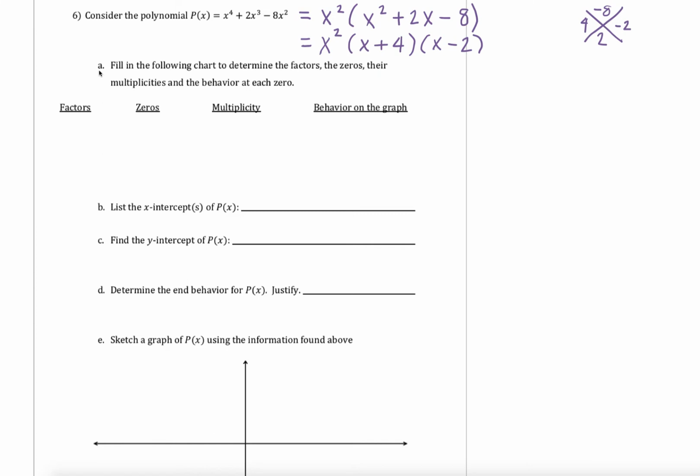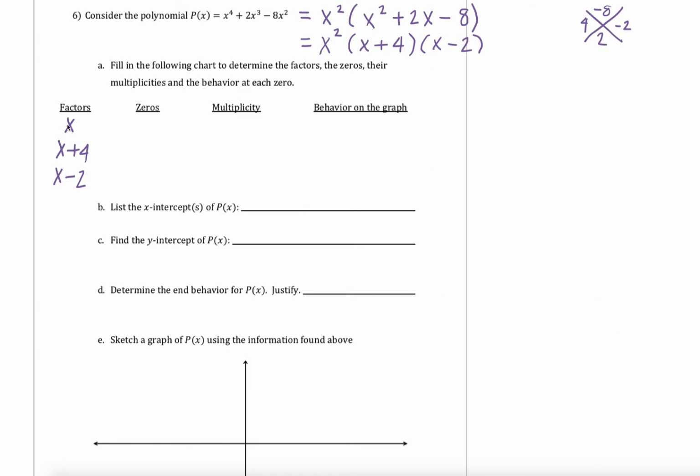Now we can actually start filling in our chart in part A. So our factors, I have the x, x plus 4, and the x minus 2 as my three unique factors. So I can list those factors right here. Now that I have the three factors, why don't you guys pause the video and list the corresponding zeros.